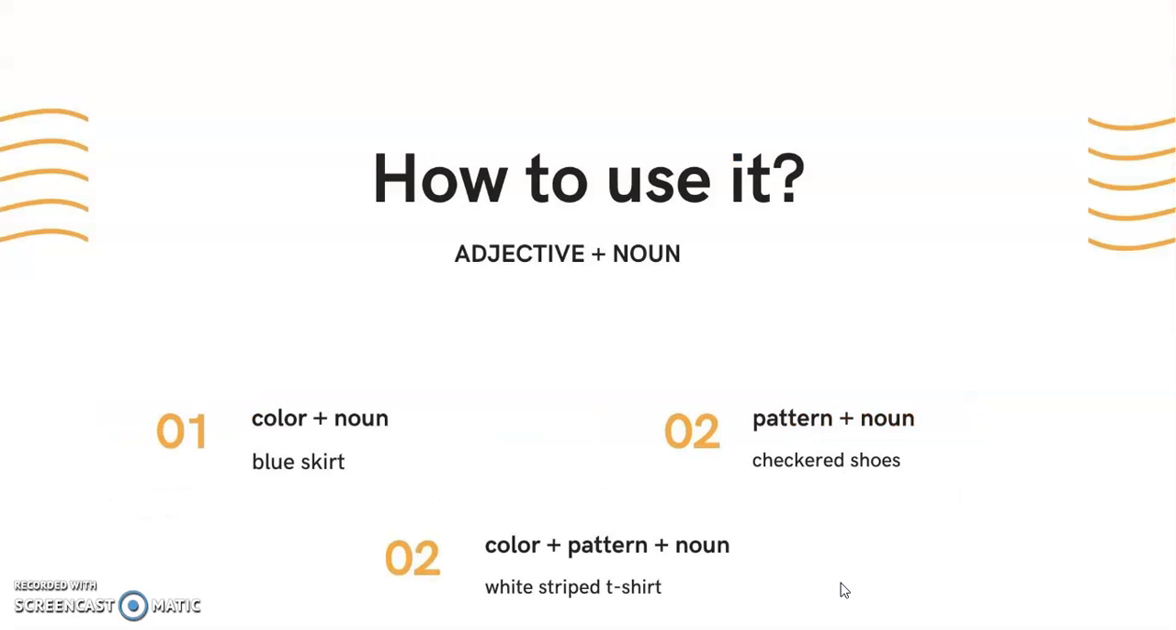Now, how to use it? When you have adjective and noun, of course noun comes first, and then after that followed by adjective comes first, and then followed by noun. For example here, the first one, you have color plus noun, and then pattern plus noun, and then color plus pattern plus noun. So these are the formula of making adjective plus noun.